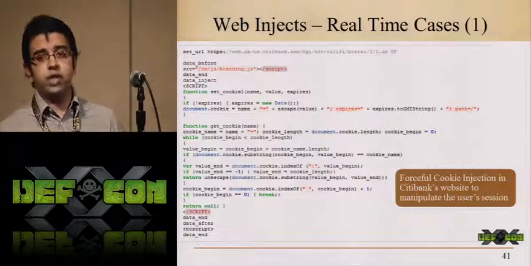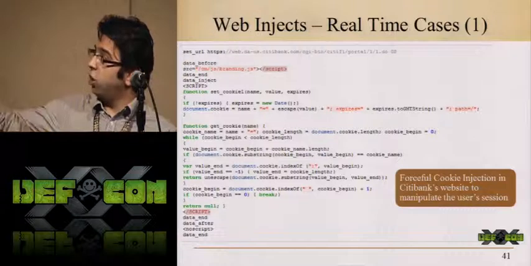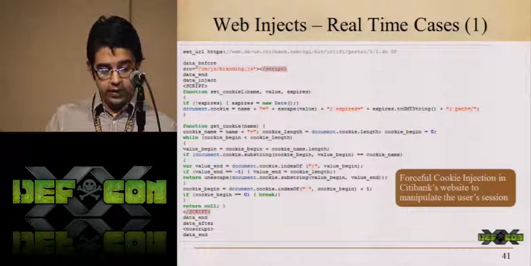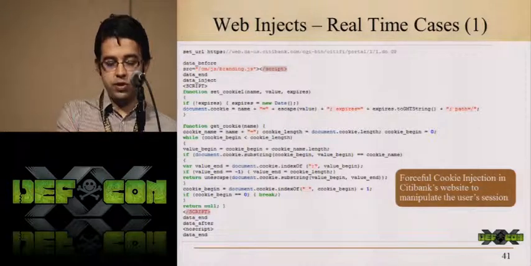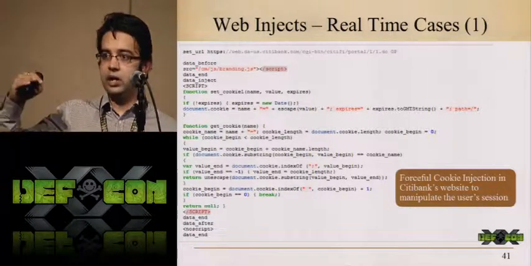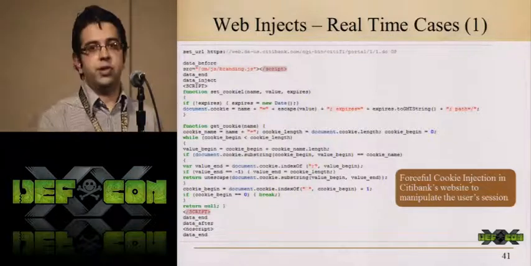It's like a forceful cookie injection. And so the bot actually injects all that code in the web page. And if you see on the data before, it is the data before tag, so there is a branding.js file. So that code will remain there, and the bot will actually inject the code after that, and then put up a script tag at the end.